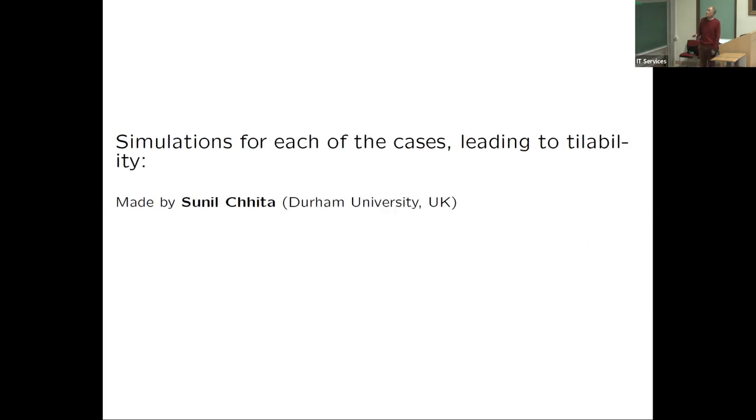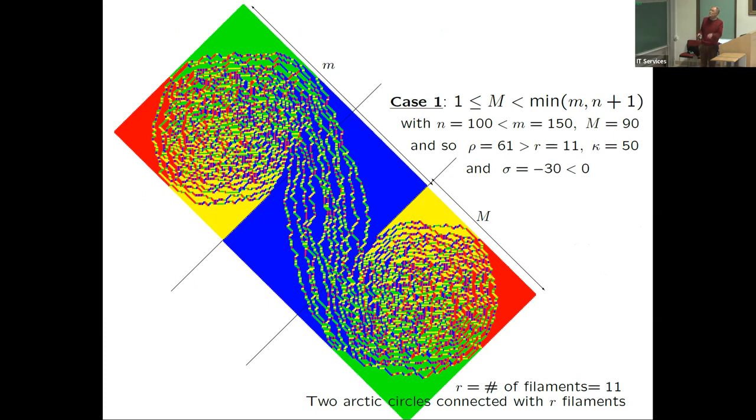Now I want to show you some beautiful simulations that Sunil made. That's what you get. You take n equal to 100, so this is 100 tiles here. You have m equal to 150, and capital M equal to 90. Then the width of the strip is 61, and the number of dots within that strip is 11. What does that mean? It means that if you intersect this with a line, you will see exactly 11 points. And in fact, there are 11 filaments. I call them filaments. 11 filaments in a sea of brick-like structure, blue here. You have the brick-like structure in green, red, and blue here, and yellow, et cetera.